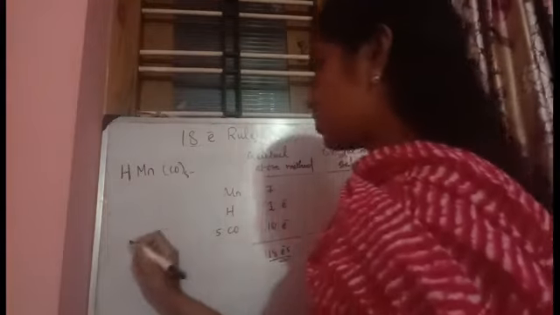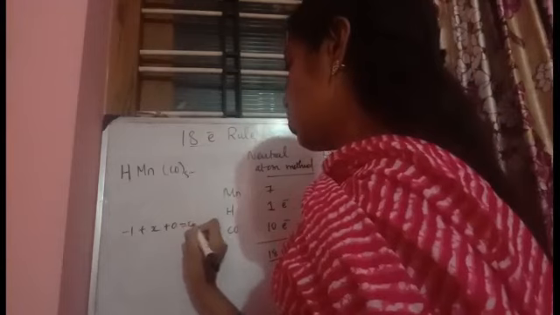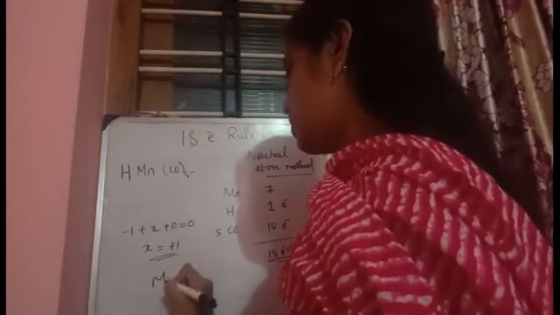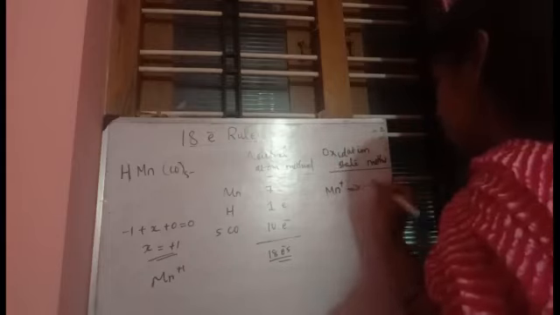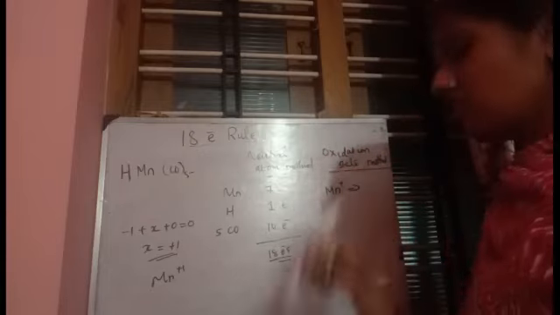Fine. And in oxidation state methods, you consider the oxidation state: minus 1 plus x plus 0 is equal to 0, and x is equal to plus 1. So here manganese is in plus 1 oxidation state, and so the number of electrons contributed by Mn plus ion is, see, it is 7 for a neutral atom. So plus means an electron is lost, right? So 7 minus 1, that is 6 electrons.